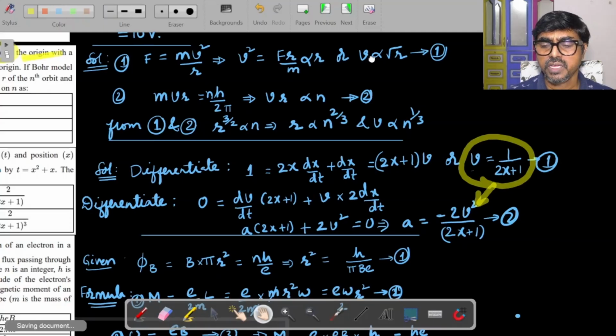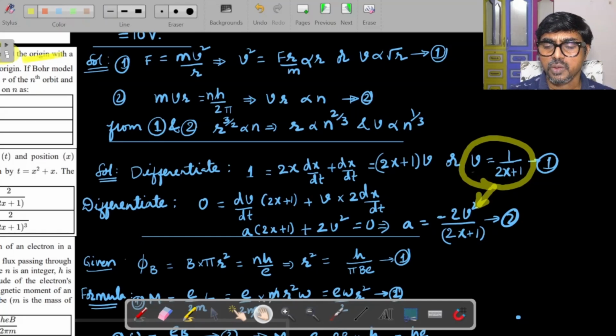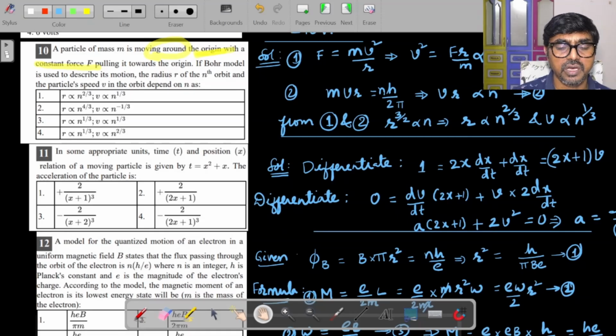So, now you take v from here and substitute there. So it becomes root r into r power 1 plus 1 by 2, 3 by 2, r power 3 by 2 is proportional to n, otherwise r is proportional to n power 2 by 3. So, if r is proportional to n power 2 by 3, root of it will give you v proportional to n power 1 by 3. So, that is the answer, you have it. So, what is the answer you will get? r proportional to n power 2 by 3 and v proportional to n power 1 by 3. So, first option only, right.